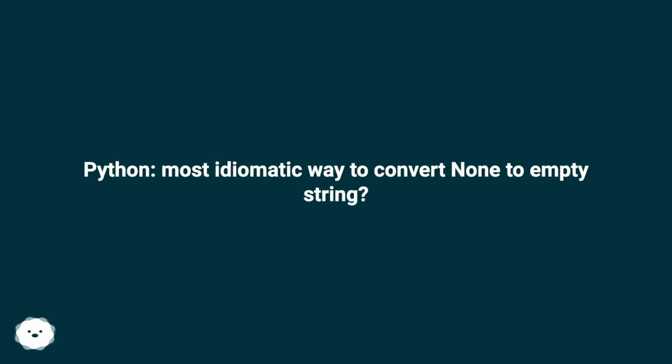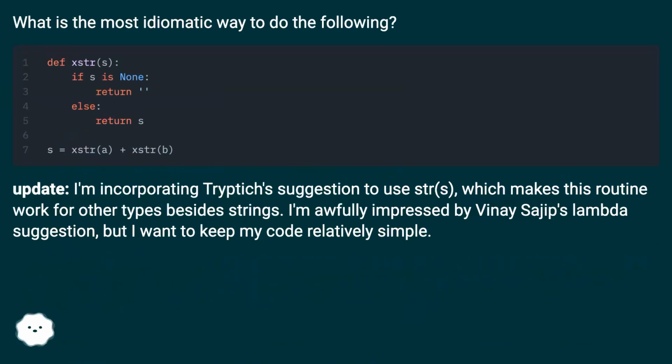Python, most idiomatic way to convert None to empty string? What is the most idiomatic way to do the following? Update: I'm incorporating Triptych's suggestion to use str, which makes this routine work for other types besides strings. I'm awfully impressed by Vinay Sajip's lambda suggestion, but I want to keep my code relatively simple.